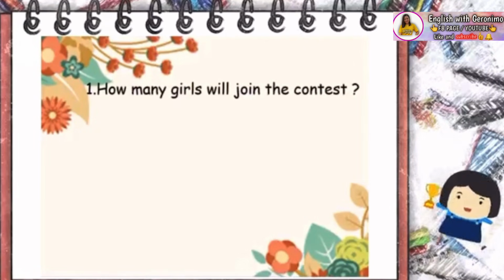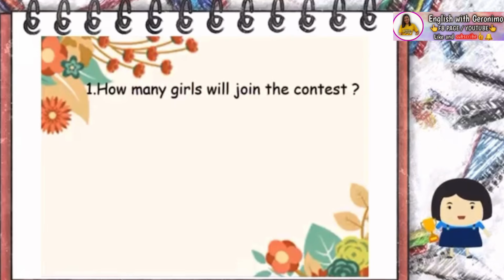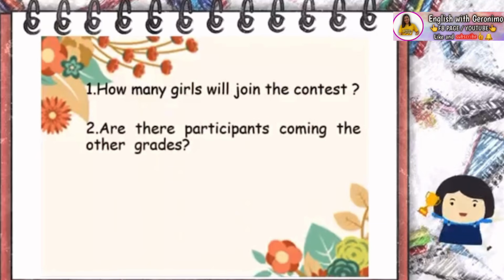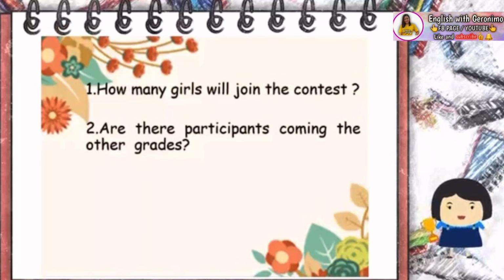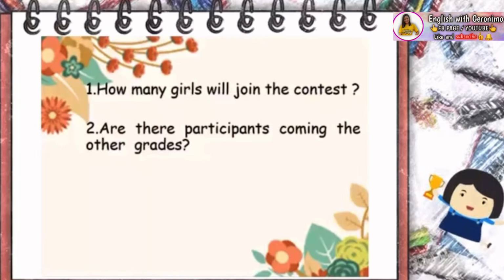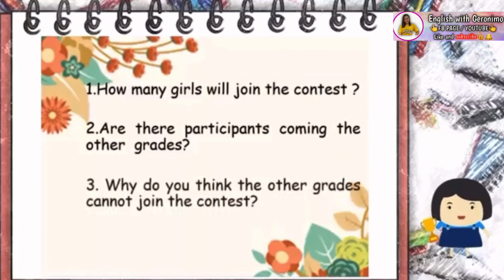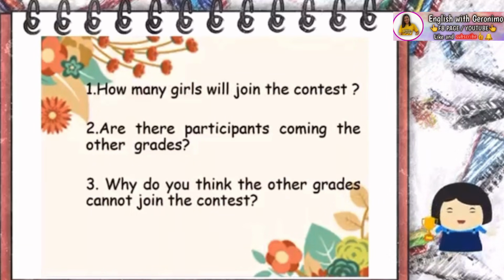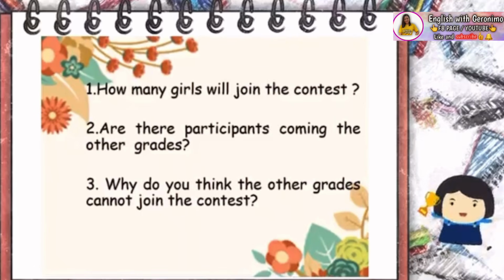How many girls will join the contest? That's right. There are 6 girls who will join the contest. Next. Are there participants coming from the other grades? You got it. All participants are coming from grade 5. Why do you think the other grades cannot join the contest? Exactly. The contest is intended for grade 5 pupils only.